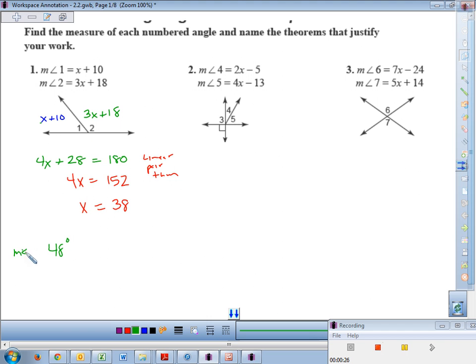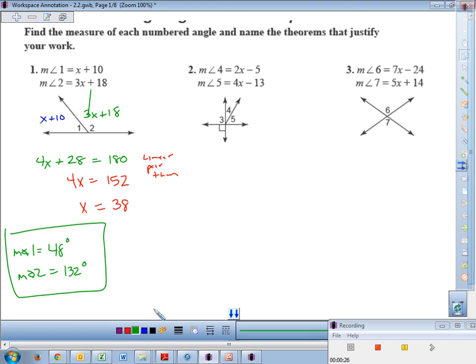So if I just write 48 degrees, is that what I want to write? The measure of angle 1 equals 48 degrees. And the measure of angle 2 will be 38 times 3. Probably better punch that in and add 18 to it. 38 times 3 is 114, plus 18, 132 degrees. I knew that before I even punched it in. If this is 48, that better turn out to be 132, correct? Why? They have to add up to 180, so that's how you can check to see if you did your solving correctly.